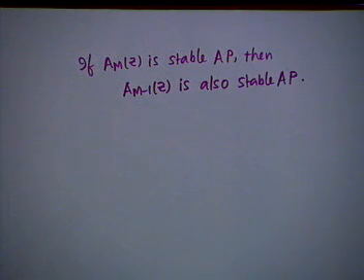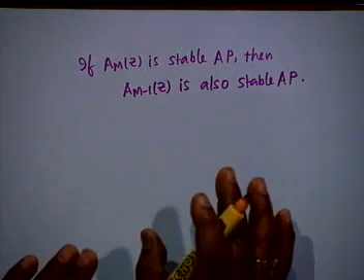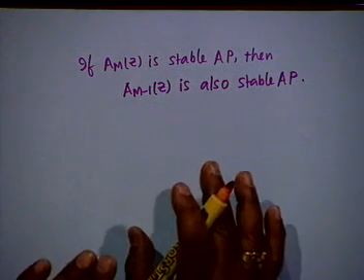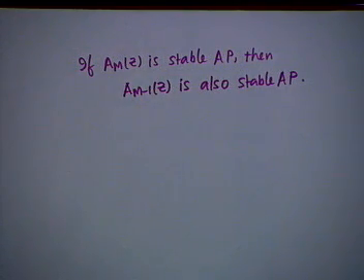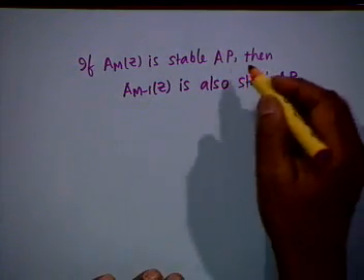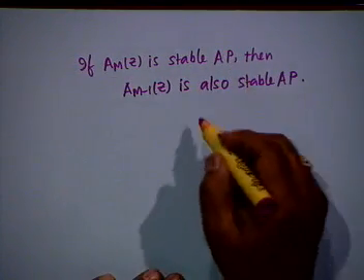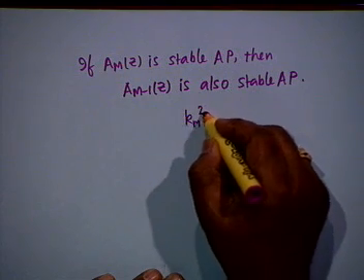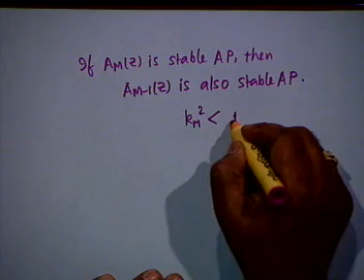Okay? Is also stable all pass. This is necessary as well as sufficient. So, the testing simply amounts to this. What we say is, if AMZ is stable all pass, then Km squared must be less than 1.